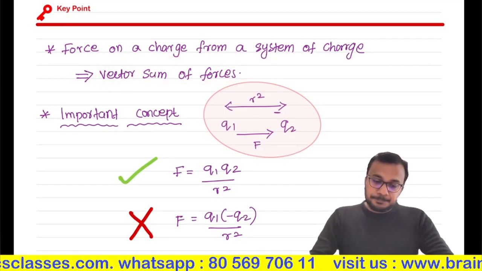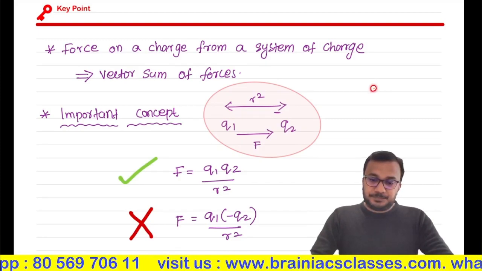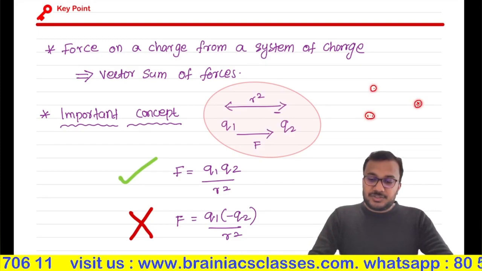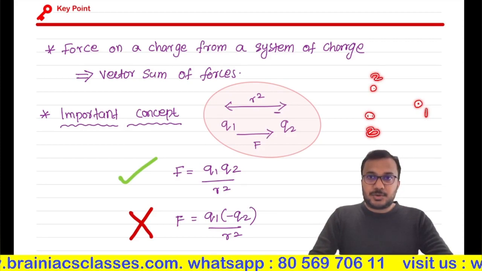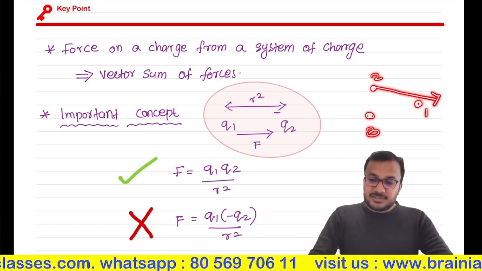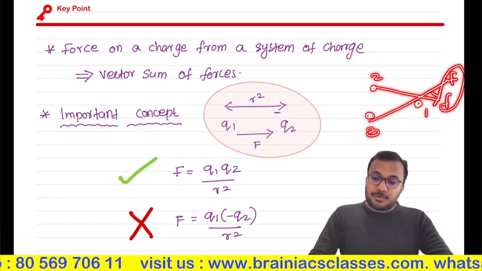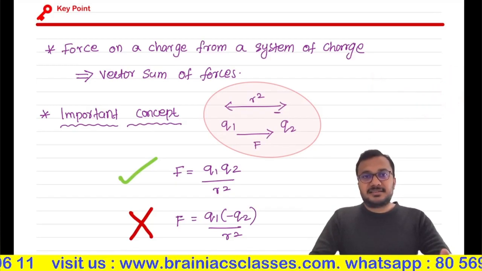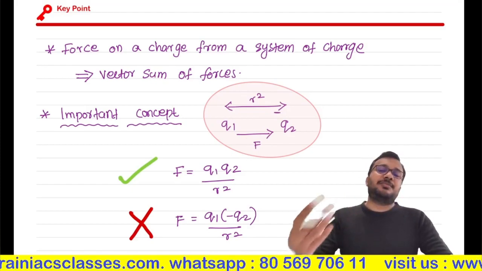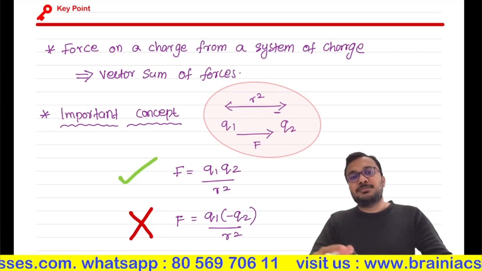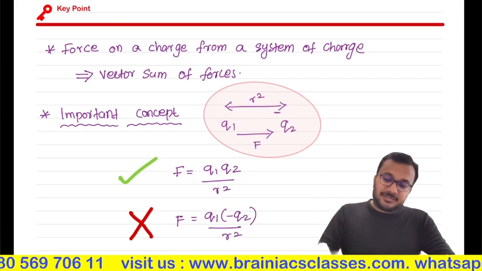For example, let's say I have one charge here, one charge here, and one charge here. Now I want to calculate the force on charge number 1. So what should I do? The force from this charge is F, and the force from this charge is F. So we have to calculate the vector sum of the two forces. Vector sum means we have to do F cos theta, F sin theta. If it is in the same direction, we will add it. If it is in the opposite direction, we will subtract it.